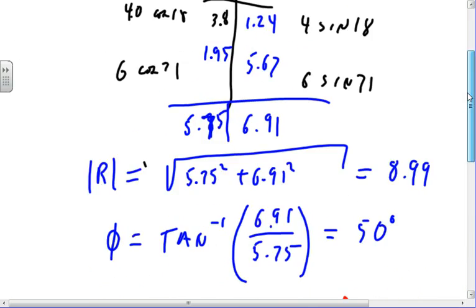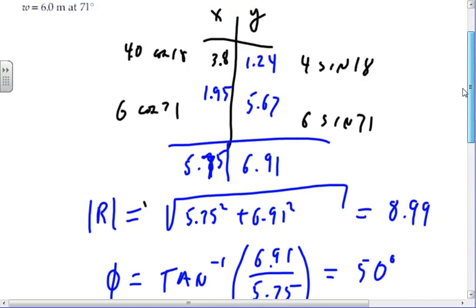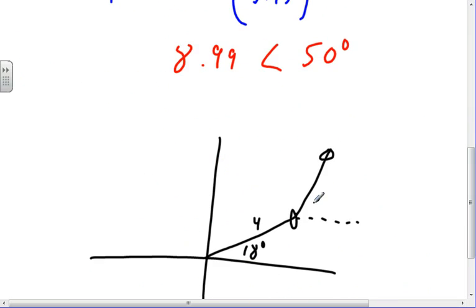Okay, and that guy is 18 degrees at 4. And then I have another guy over here going that way, and he's at 71 degrees and 6. And what I want to do is I want to know what this guy here is. Well, if I knew that angle, I could just use the law of cosines. So I drop a construction line there.